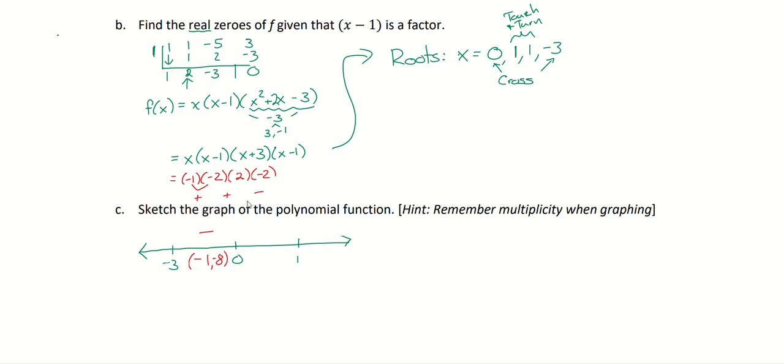So I will use my multiplicity. I know that at 0, it crosses. So it was negative. If it crosses over, now it must be positive. And at 1, it touches and turns. So if it was positive and it comes down and touches the axis, turns around, it's still positive. And last little piece, with multiplicity, negative 3 was a root that showed up 1 time. So I know if it was negative and it crossed, it's now positive. Okay.